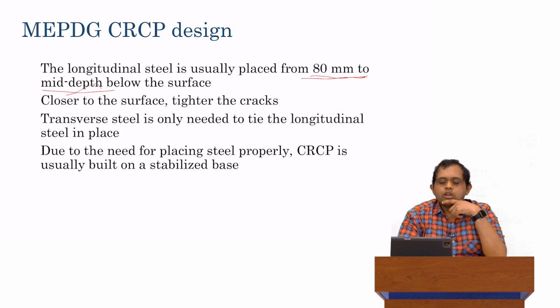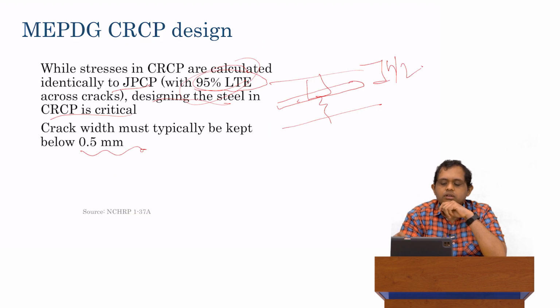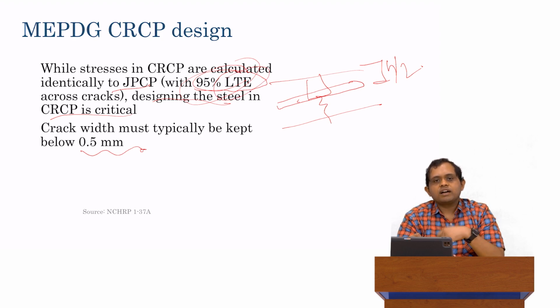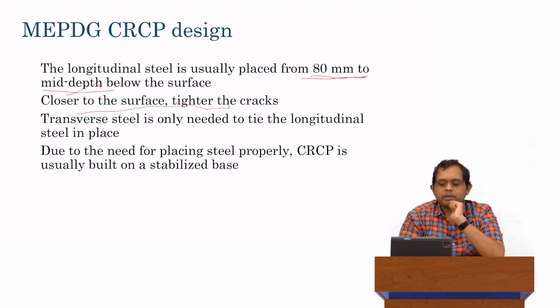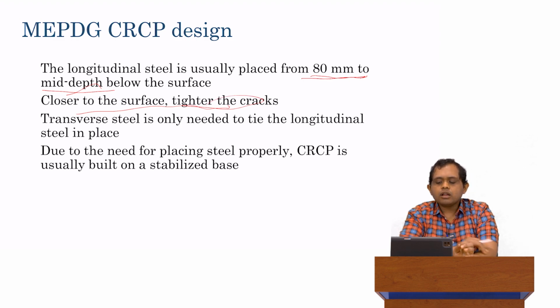Why? The closer to the surface, the tighter is the crack. I remind you, as I mentioned over here, the crack width is very important to determine the amount of load transfer. The smaller the crack width, the more efficient load transfer you'll have across the crack. Not across the joint, there are no joints. The load transfer is across the crack. So we want to severely limit the crack width.